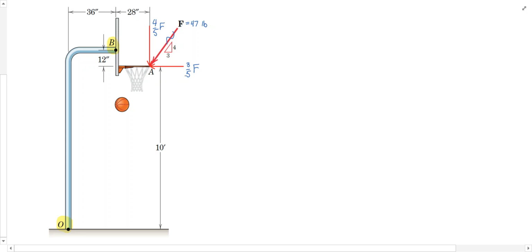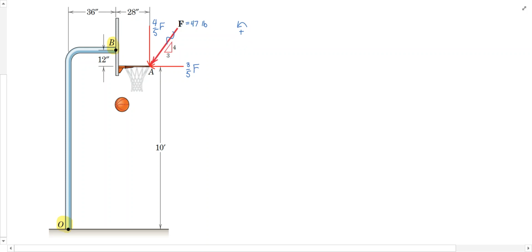All right, let's decide on a direction to take moments as positive. I'm going to take counterclockwise positive. This is entirely arbitrary. You could take any direction you wanted as positive. Typically, we think of counterclockwise as positive, but don't be locked into that.